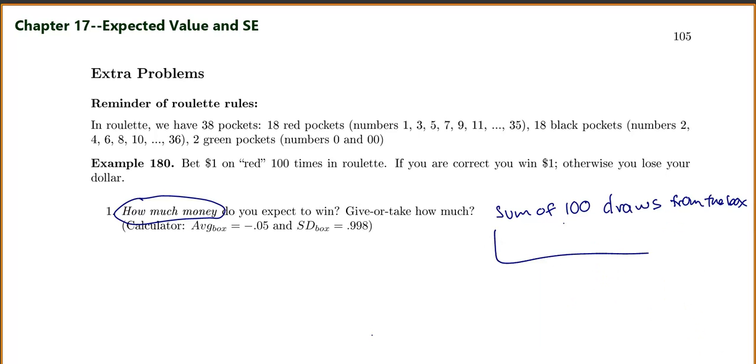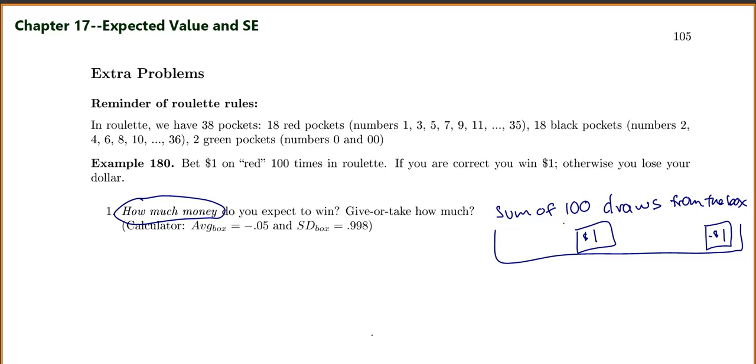So inside the box we want to put the amounts that we can actually win on a turn. So what are the amounts we can win? If you're correct, you win $1. So again, remember, inside the box, that's always just for one turn or one trial. Or you can lose your dollar, so negative $1. Those are our only two options.